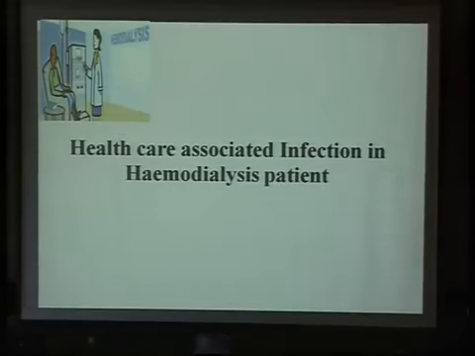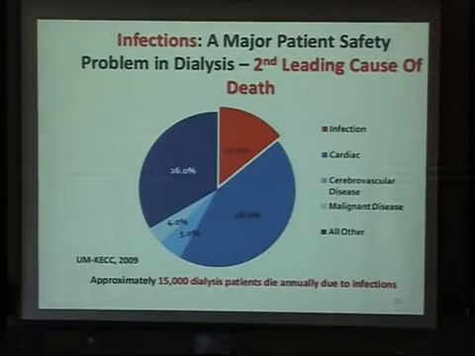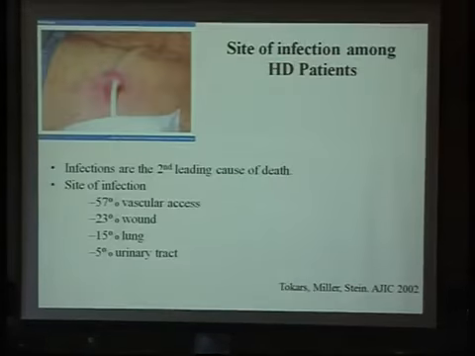What about in the hemodialysis patient? As mentioned before, infection is the second cause of death. It was reported in 2009, and is still so up to this moment, after cardiac problems. The most common site of infection is the vascular access, followed by wound, and then lung.